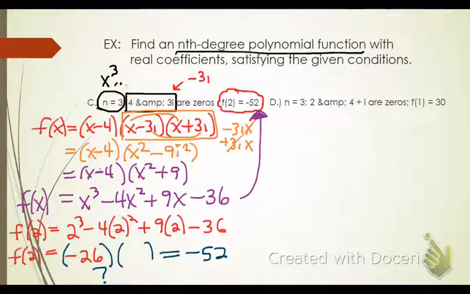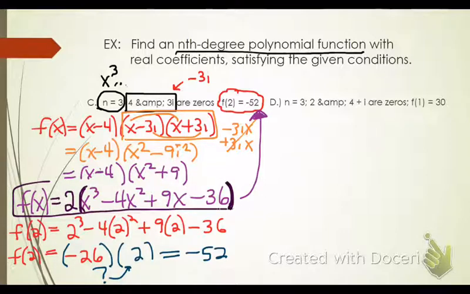Well, if you take -26 times 2, that gives you -52. So now whatever you just did to that number, you have to come back up here and do to this function. If I'm going to multiply -26 by a +2 to equal -52, then I have to multiply my function by a +2. And there's my final answer.